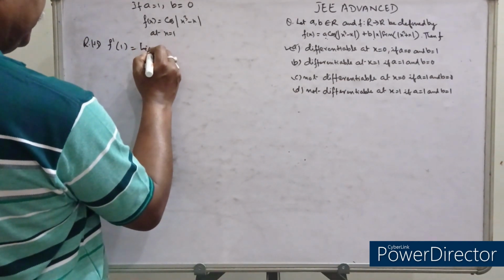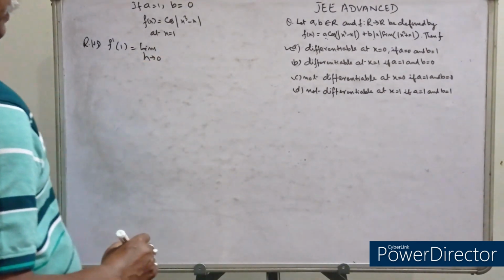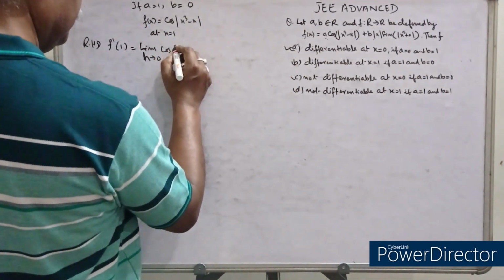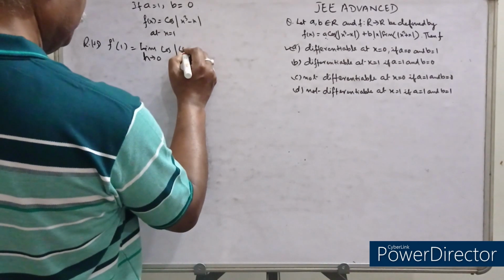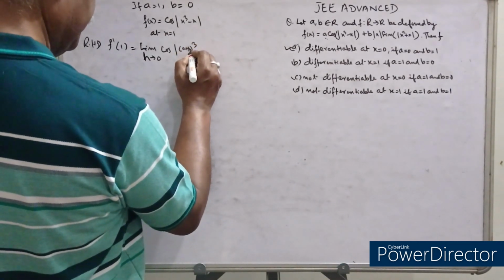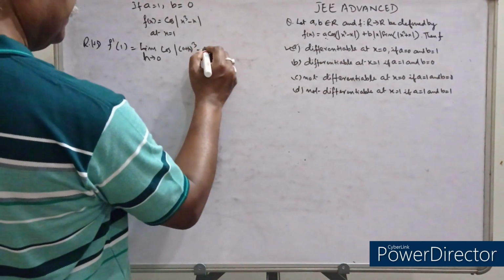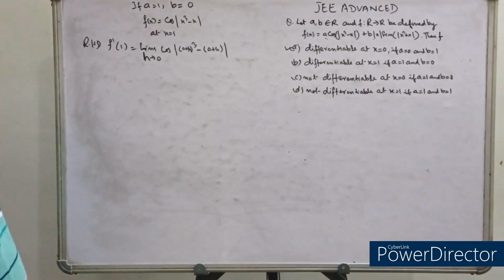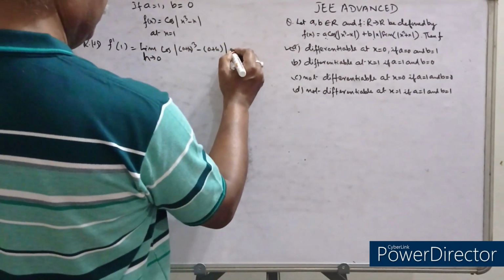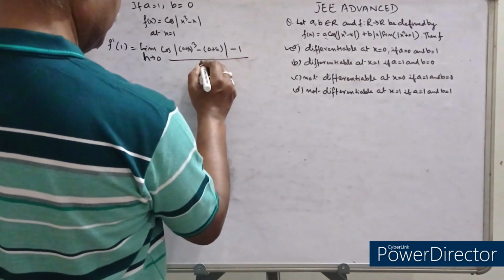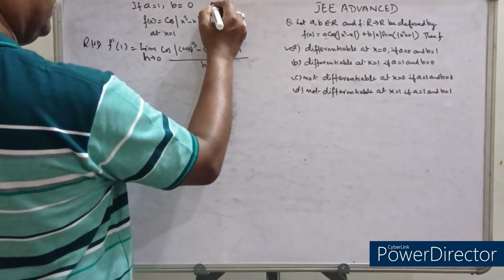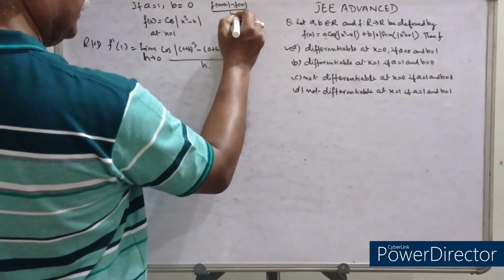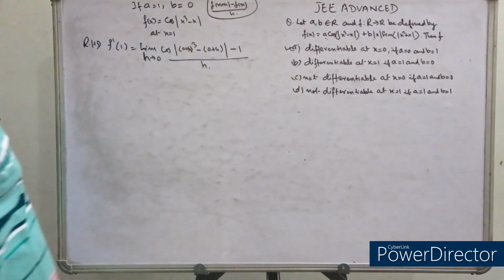limit h tends to 0, so this will be cos(|(0 + h)³ − (0 + h)|), and f(0)'s cos 0 is 1, minus 1, divided by h, because your formula is f(x + h) − f(x) by h. This is the formula for the right hand derivative.